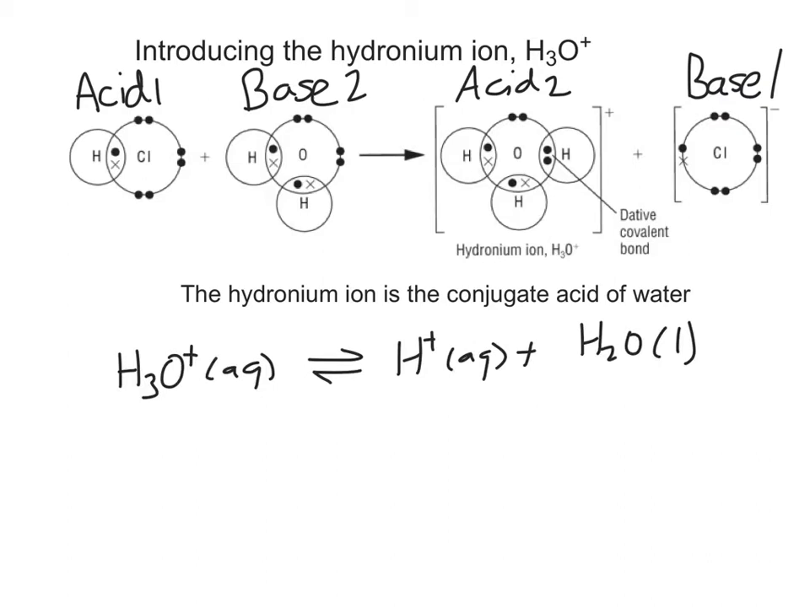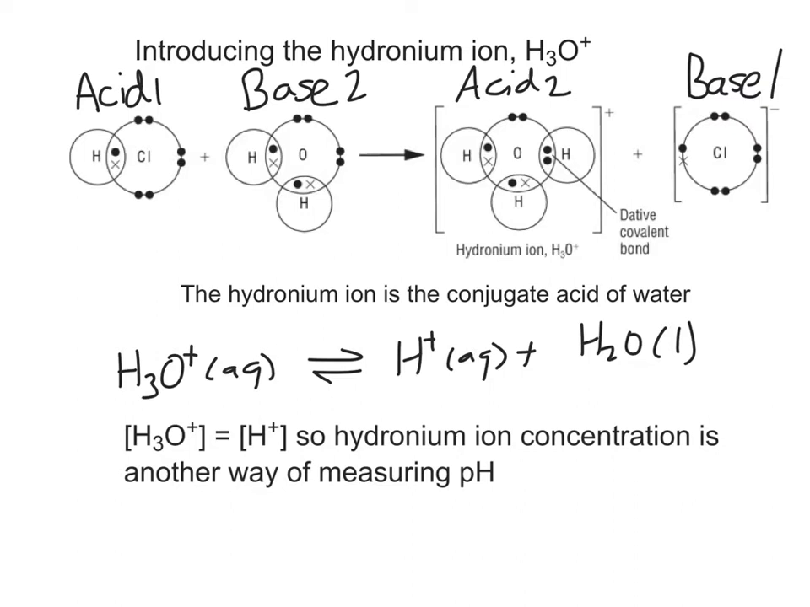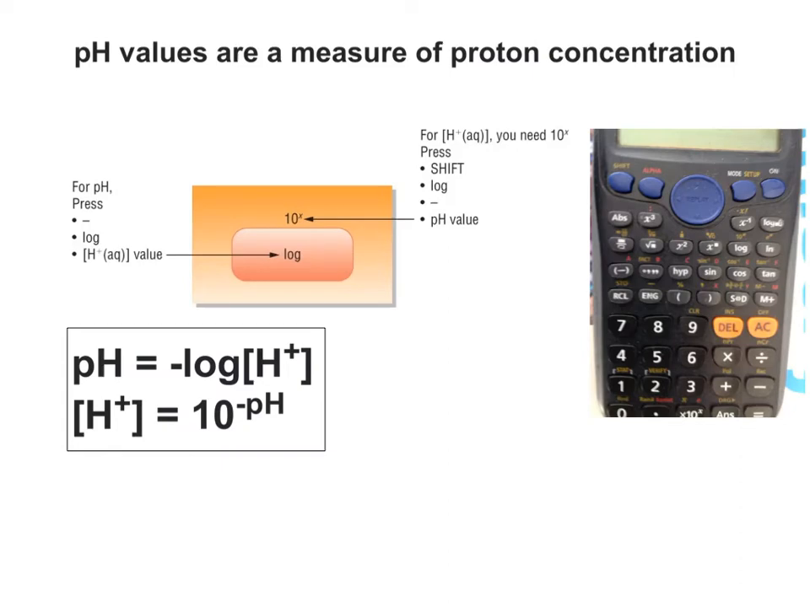In other words, what we can do is assume that the concentration of H3O+ is going to be equal to the concentration of H+. So the hydronium ion concentration is another way of measuring pH, which is what we're about to look at. So pH values are a measure of proton concentration. I'll explain in a minute or so why we use logarithms, but it's really important to spend a moment just getting familiar with how to do this on the calculator.